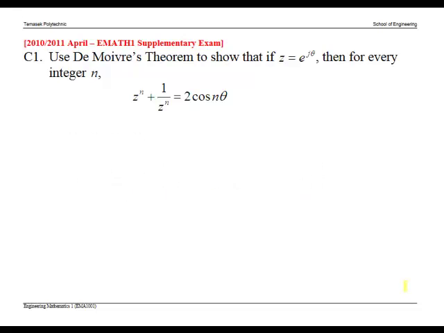Let's start with Part 1. Since the expression for z is given in this problem, it makes sense to start with the left-hand side of this equation. So z is replaced by e to the power j theta.